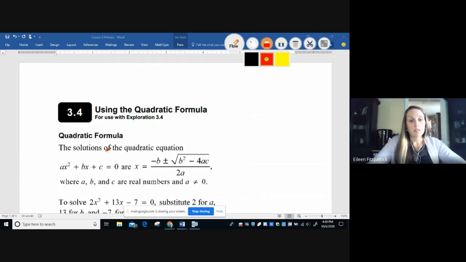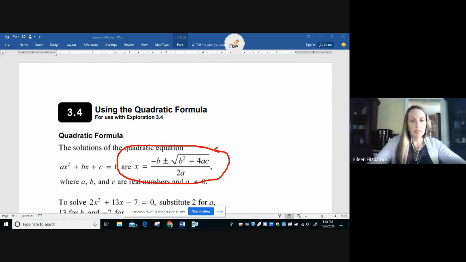All right, so it says the solutions of the quadratic equation ax squared plus bx plus c equals 0 are x equals negative b plus or minus square root b squared minus 4ac all over 2a. And some of you may have had to sing that to the tune of Pop Goes the Weasel. You can memorize it that way. But in any case, whenever you have a quadratic equation, you can use the quadratic formula to solve.